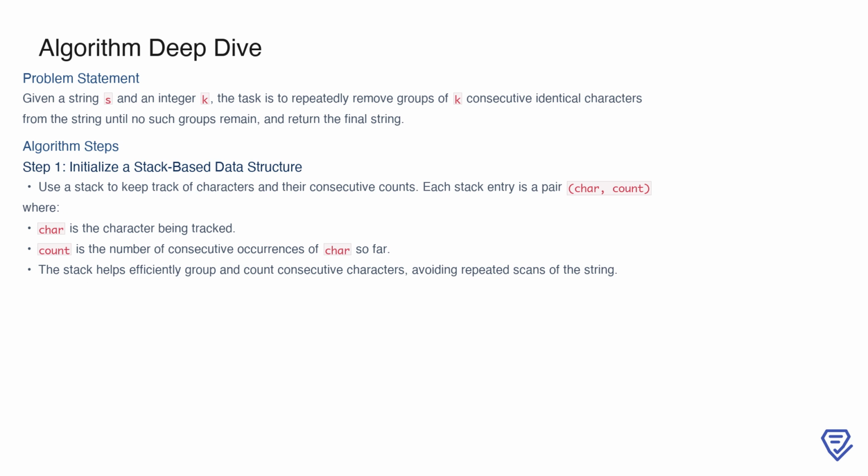The problem here is to repeatedly remove groups of k consecutive identical characters from a string until no such groups remain. The goal is to return the resulting string after all these removals. To solve this efficiently, we use a stack-based data structure. The stack helps us keep track of characters and their consecutive counts as we process the string. Each entry in the stack is a pair containing the character and the count of its consecutive occurrences. By using this approach, we can avoid repeatedly scanning the string, which makes our solution more efficient.